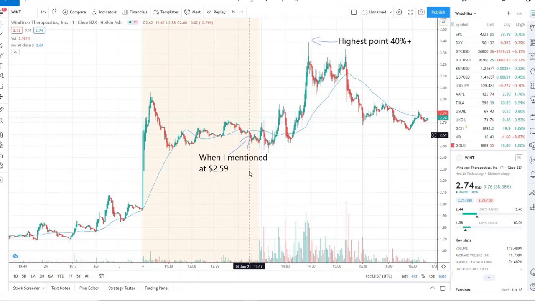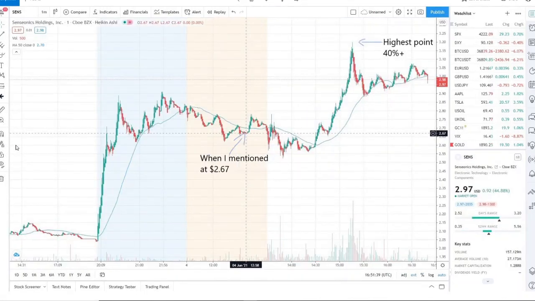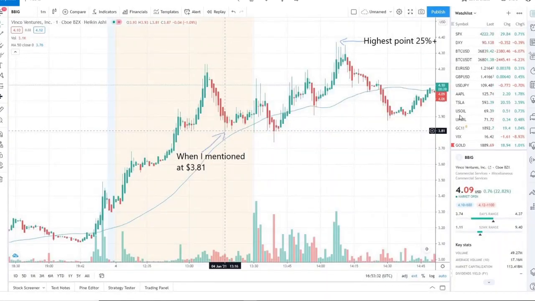I mentioned it at 259, pulled back a little bit to 245 range, and it took off, giving almost 10% right away, pulled back down and took off to a 40% plus opportunity above 330 range, almost 340. Like 339 was the peak, and since then it pulled back and jumped up again. So 40% plus on this one, 40% plus on this one, and 25% plus. I mean, in just one day, there was enough room between all of these to make 5 to 10%, 10 to 20%, and 20% plus on the day.